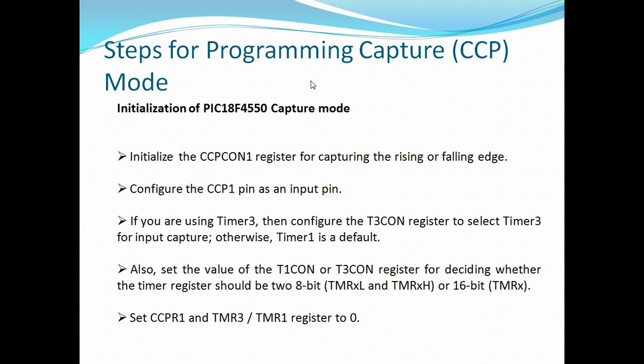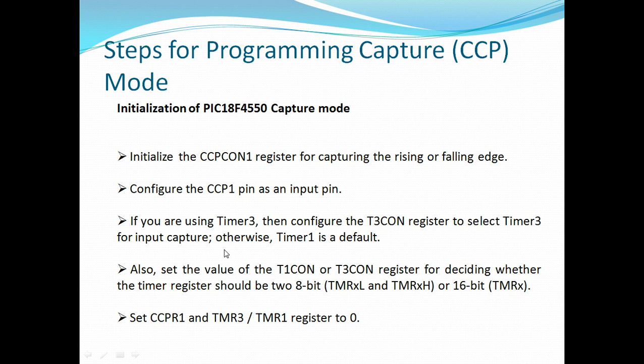Now in the final stages we will see the steps which are required for programming the microcontroller in capture mode. So here you can see the first step, which is very important for capture mode selection, is to initialize the CCP1CON register in capturing mode for rising or falling edge. 04 and 05 are the values for these two modes that can be selected, as we have already discussed. So in the next step, this particular pin CCP1 can be configured as an input pin.